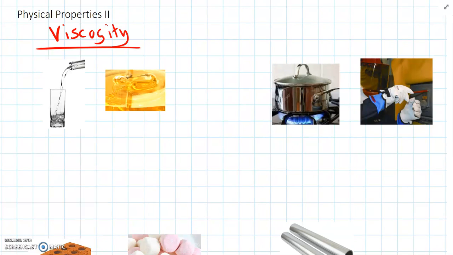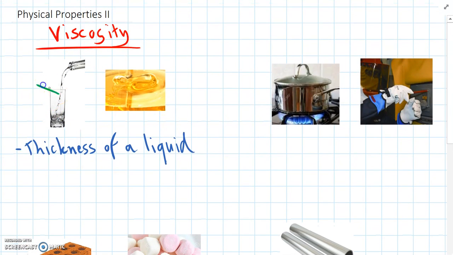And viscosity is how thick a liquid is. The thickness of a liquid. So when we compare a couple of liquids, if we look at water, water is easy to pour and it's not very thick at all. So water has a low viscosity. But when we look at something thick like honey, honey is really slow to pour and it's quite thick when you hold it. And that's called having a high viscosity. So different liquids all have different viscosities.